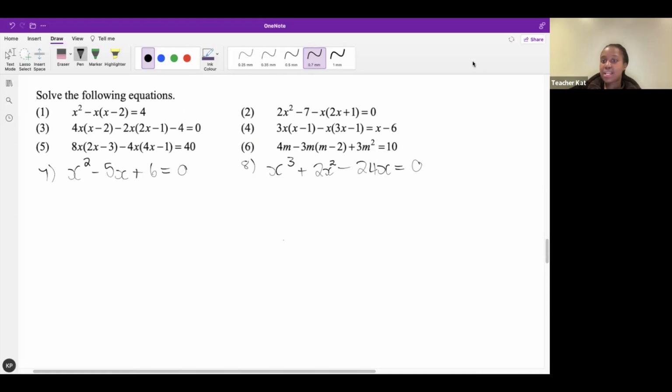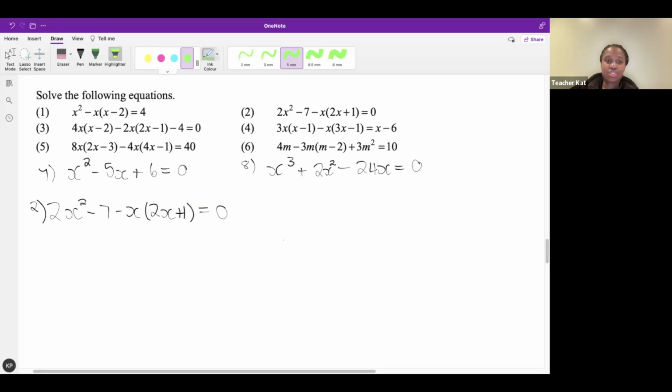Let us start with number 2. You guys are already complaining. I know you can do it. 2x squared minus 7 minus x times 2x plus 1 equals 0. Trust me, 7 and 8 are going to be very interesting. They are going to be beautiful. You guys are going to love them.